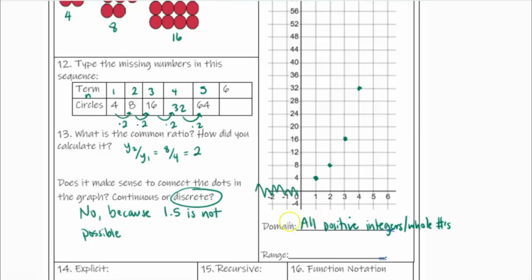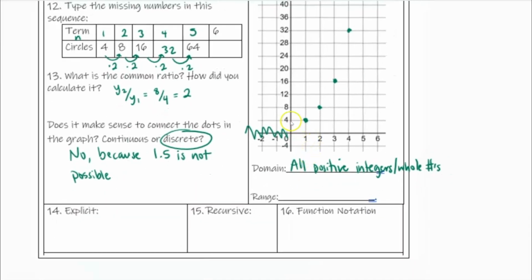All right, in terms of my range, what is my range? Even in my range, I can't have 4.5. I can't have that right here. I can't even have 5, to be honest, because it's not a dot. So this one is not all positive whole numbers. It's a particular set of numbers. So my range is such that y is 4, 8, 16, 32, 64, and so forth. I cannot include 5 because it's not defined, because after 1 it has to be 2, which is 8. So again, range is just what is possible from the y-axis.